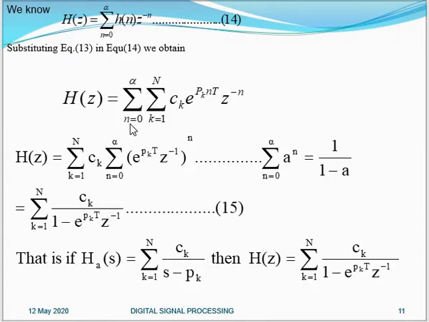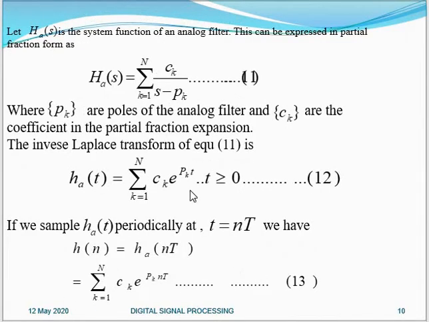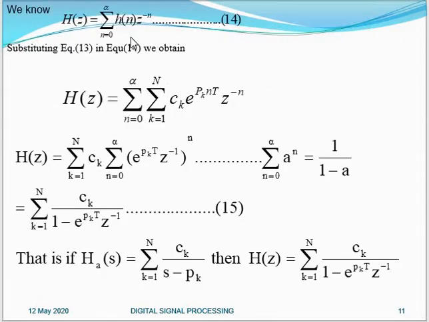We all know the expression for the Z transform. The expression for the Z transform is nothing but H(z) equals summation n equals 0 to infinity of H(n) z to the power minus n. We all know this; we have studied it in our Z transform classes. So if I go for equation number 13 and equation number 14, finally what do we get?